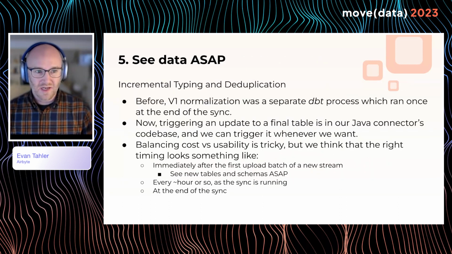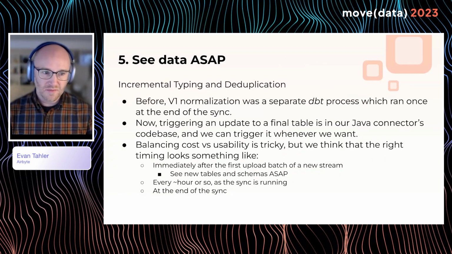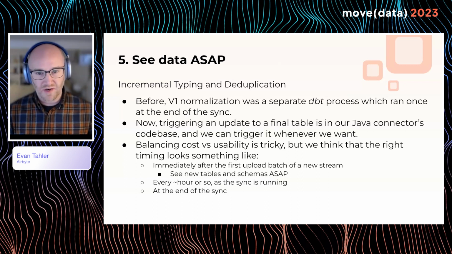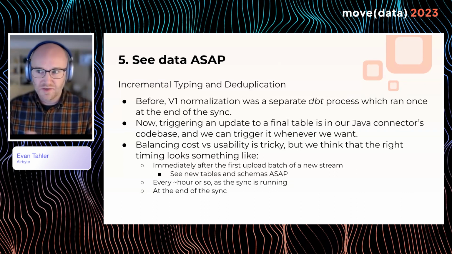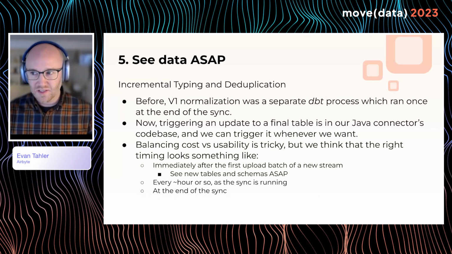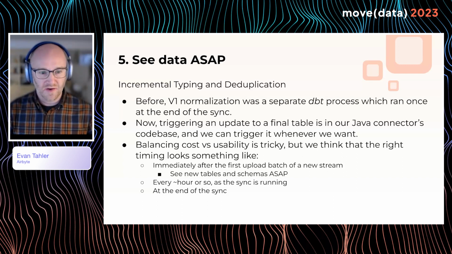And finally, see data as soon as possible. Before this change in the V1 world, we used a separate dbt process, which only could run once at the end of the sync, which means while the raw table was filling up, you still got no data in your final table. Now that we do this work in our Java processes, we can run this as often as we want and periodically give you updates to your final tables.